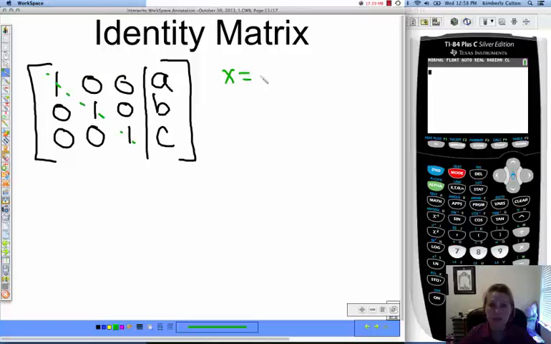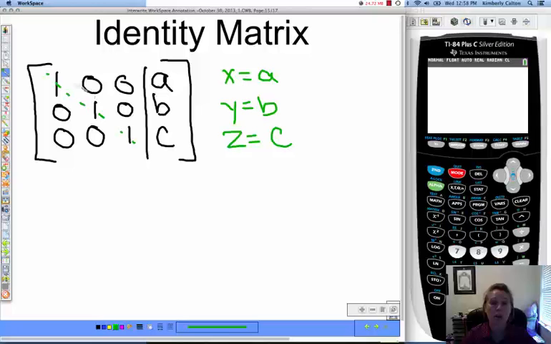So this is x equals a. This one only has y, so y equals b. And this one only has z, so z equals c. The identity matrix is a very simple way to find your answers immediately.